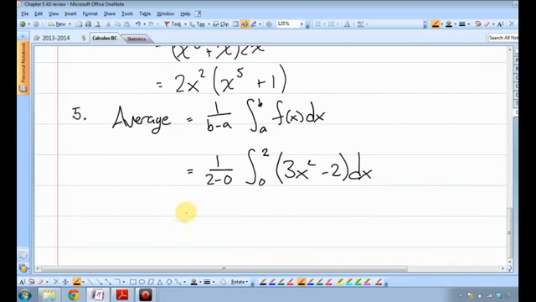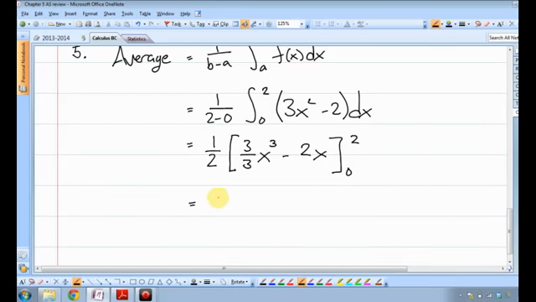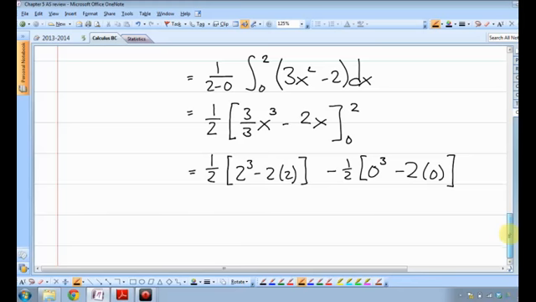All right, so let's do this with antiderivatives. I'm going to try to avoid using the calculator where it's not necessary. The antiderivative of 3x squared is 3 over 3 x cubed, minus 2x, from 0 to 2. You substitute: 1/2 of 2 cubed minus 2 times 2, minus 1/2 of 0 cubed minus 2 times 0. Eight minus 4 is 4. Half of 4 is 2. Half of 0 is 0. So the answer should be 2.